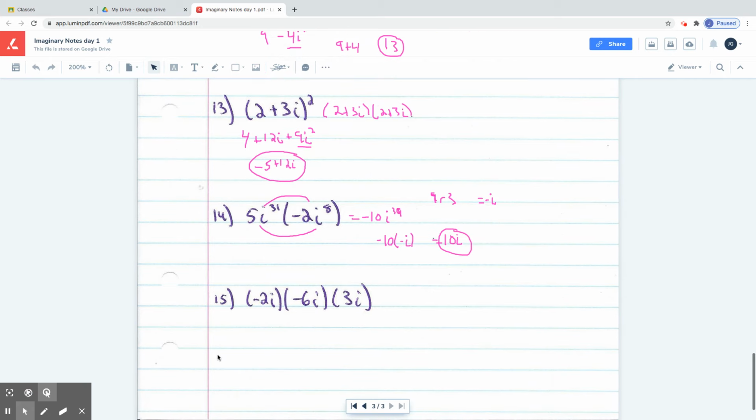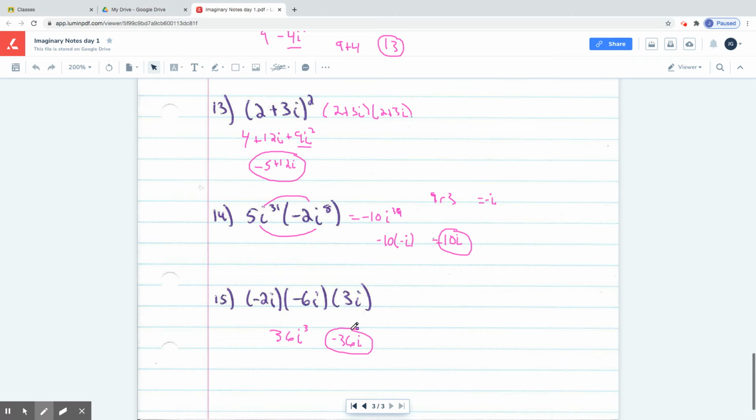All right. Last problem. Why don't you guys try this one? Negative 2i times negative 6i times 3i. So negative 2 times negative 6 is 12. 12 times 3 is 36. i times i times i is i cubed. So I get 36i cubed. And what's i cubed equal to? i cubed is equal to negative i. So negative 36i. And there's your answer, negative 36i.